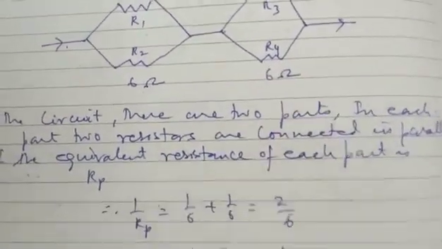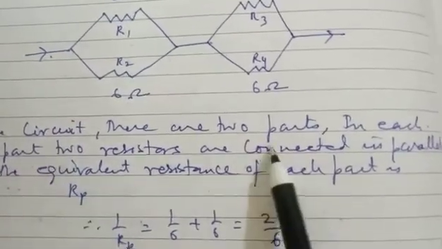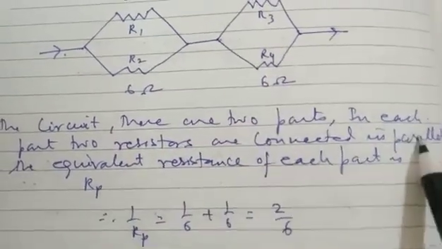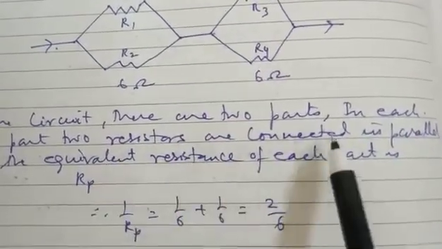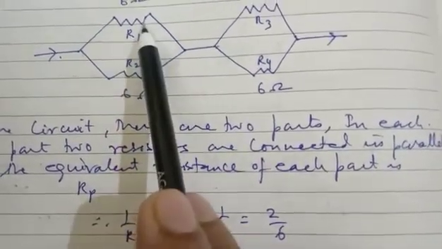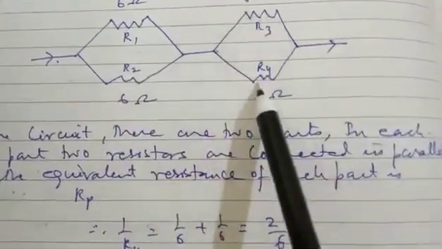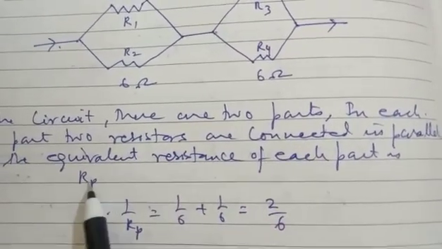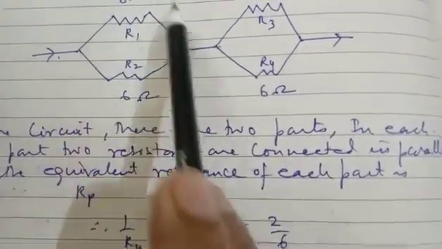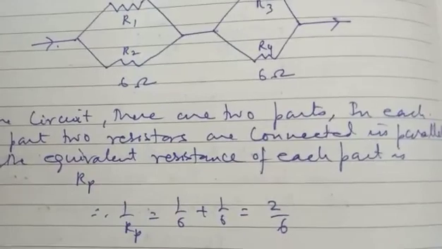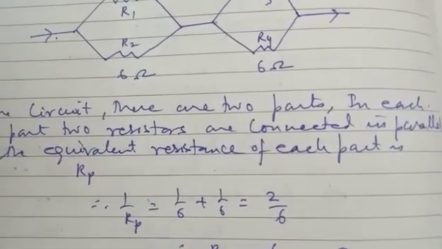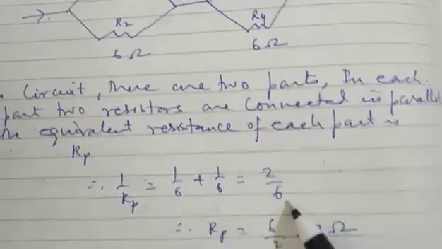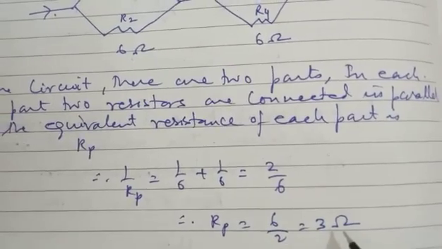So if we go for the solution, in the circuit, there are two parts. Part number 1, part number 2. In each part, two resistors are connected in parallel. That is, this and this are parallel, this and this are parallel. If I take the equivalent resistance of this part as Rp, the formula says 1 by Rp is equal to 1 by 6 plus 1 by 6, that is coming to be 2 by 6, and therefore Rp will be coming as 3 ohm.